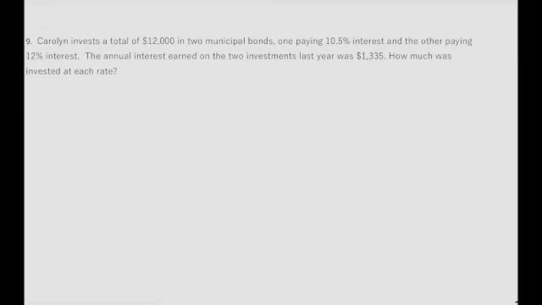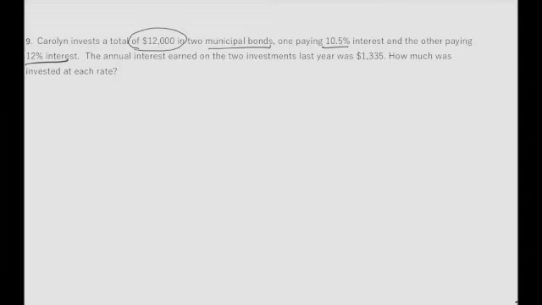So, a couple of word problems here. Can you set up the system? And if you use your technology at that point to solve it, so be it. Caroline invests a total of $12,000 into 2 bonds. One pays 10.5% and the other pays 12%.